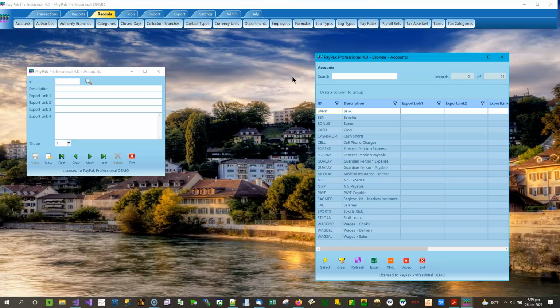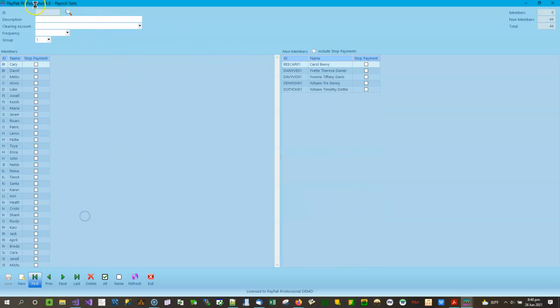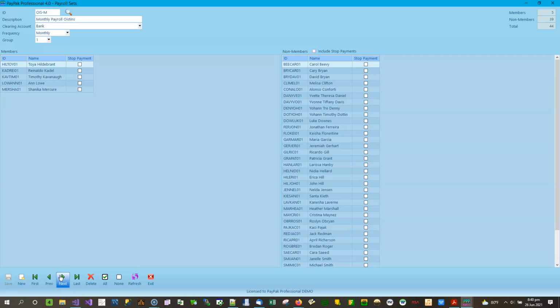Now, I have a list here in front of me, and there are a number of sections listed out here, and we're going to go through each section in this video to explain how the accounting entries, those debits and credits, are generated. First of all, we will go to the payroll sets. In the payroll sets, which is under records, the payroll set is a list of employees who are paid at a particular point in time. It could be a weekly payroll, a monthly payroll, or whatever the case may be.